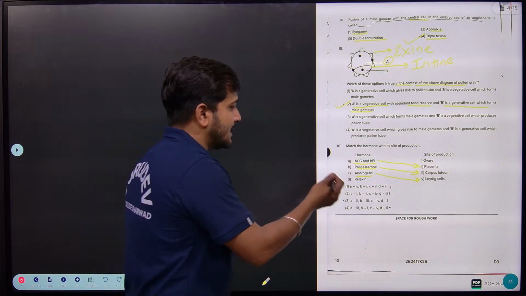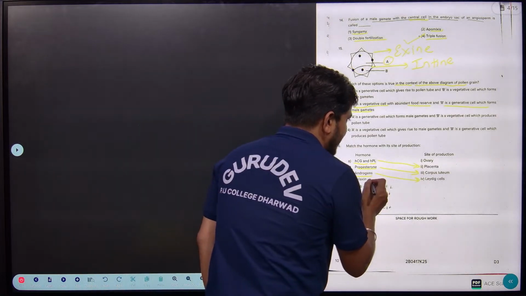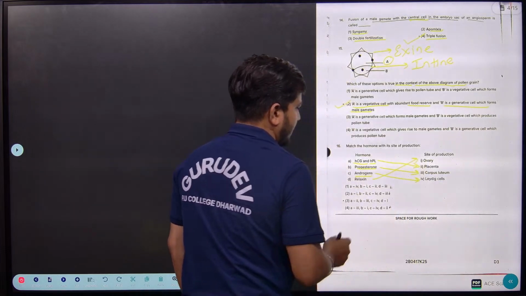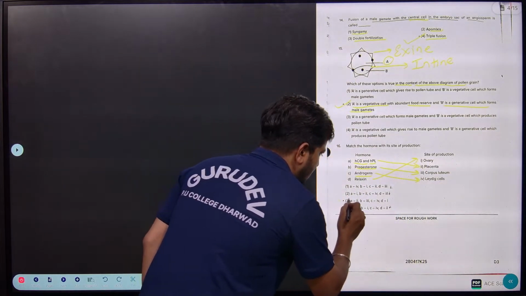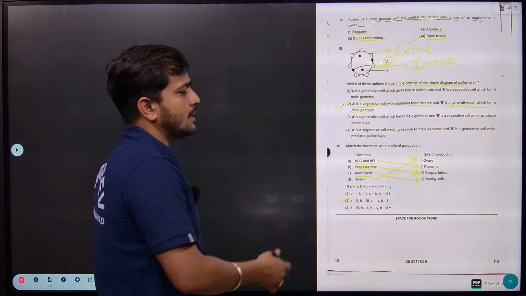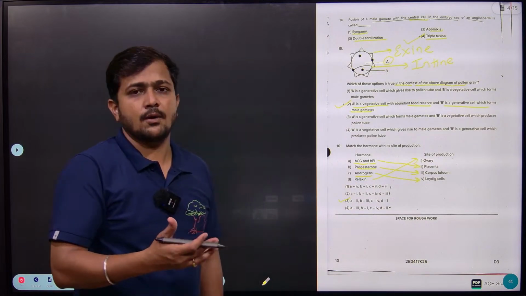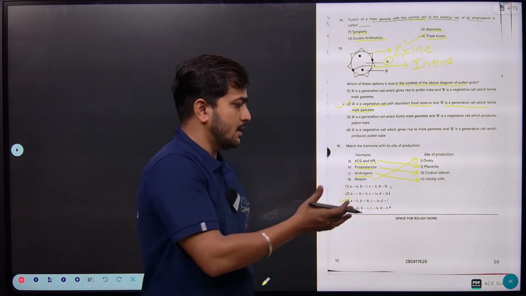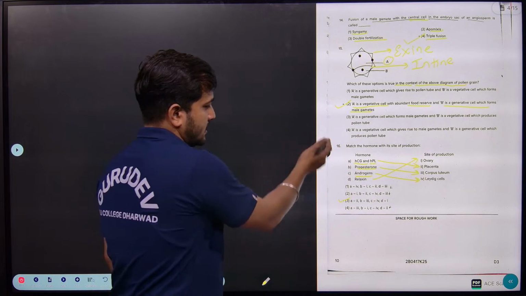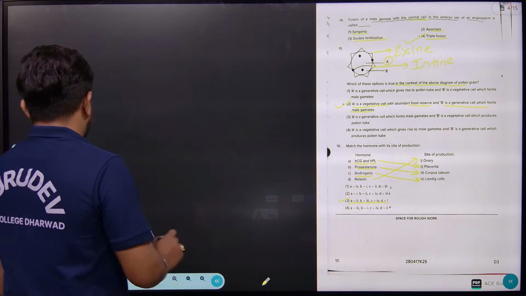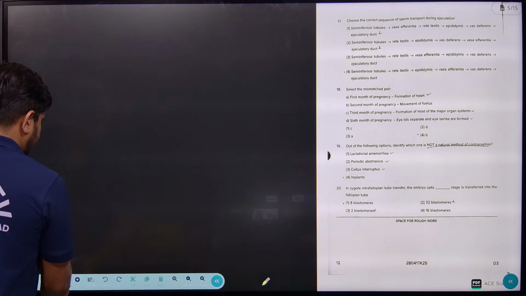Then relaxin, if you consider relaxin, is known to be an ovary hormone, right? It is not mentioned much, but relaxin helps with the overall development, even of the ovary too, right? So for the 16th question, the answer is option 3, right? So that is the match the following.